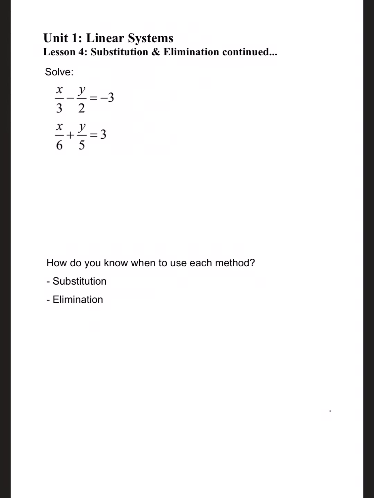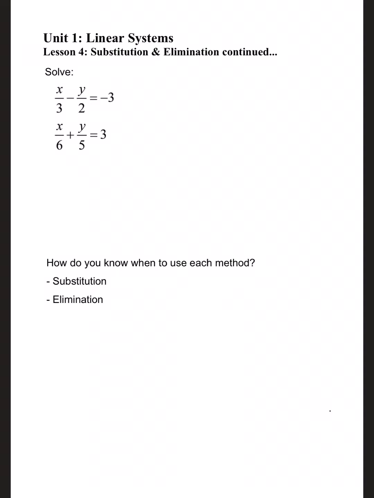So we've spent the past few lessons discussing different algebraic methods to solve linear systems. Today we're really going to take a look at how do we know which method we should use depending on the linear system that's presented to us. So before we get into how do you know which method to use, let's go ahead and try to solve this linear system we have here using elimination.